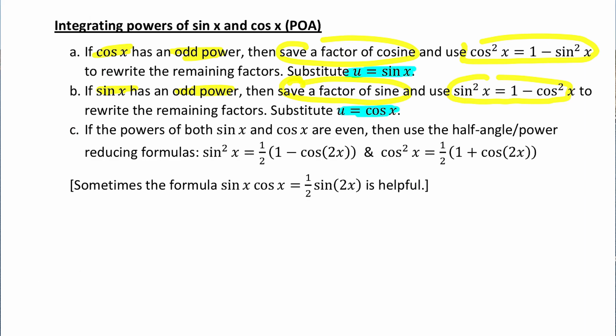Now, if the powers of both sine and cosine are even, then we're going to use the half angle formulas, which are right here. This is sine squared and cosine squared, okay? And then sometimes even remembering the fact that sine of x times cosine of x is equal to 1/2 sine of 2x is helpful, okay? But it all depends on the problem. So let's do another example.